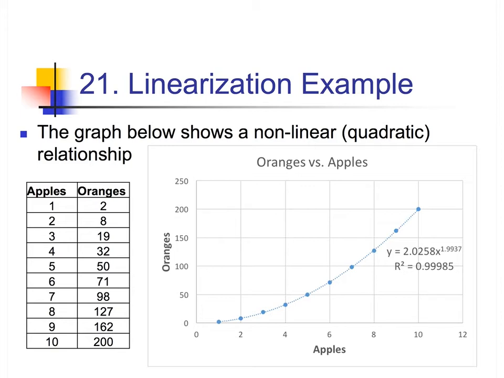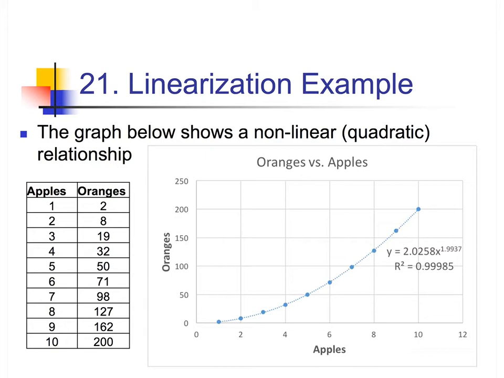All right, we go ahead, we graph it, and we end up with a graph that clearly is quadratic. It looks quadratic. We even see from our equation for the line of best fit, obviously we're using Excel here, that it is quadratic. It's raised to a power of about 2. Not exactly 2, but about 2.